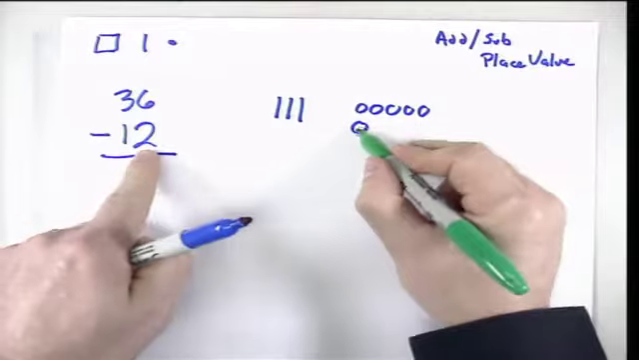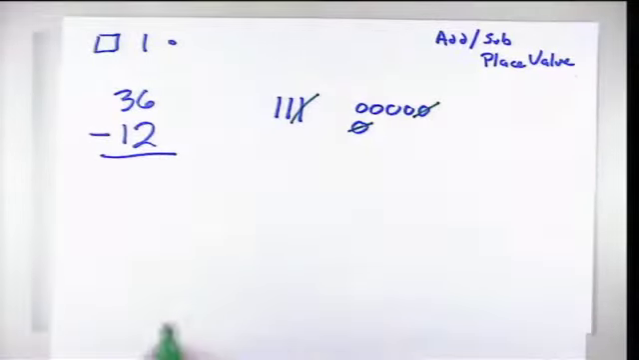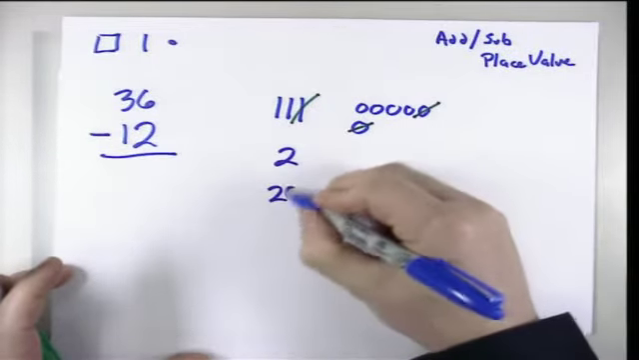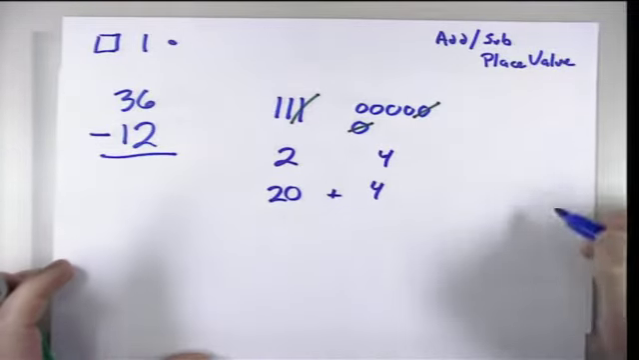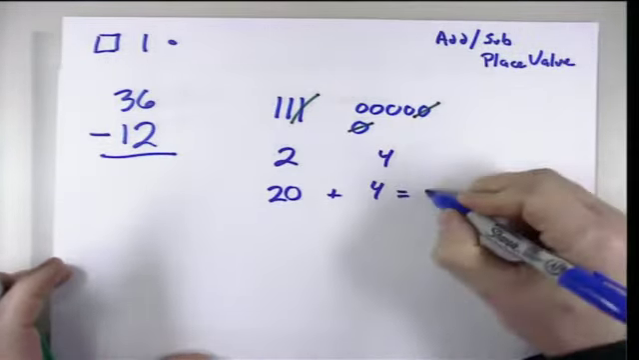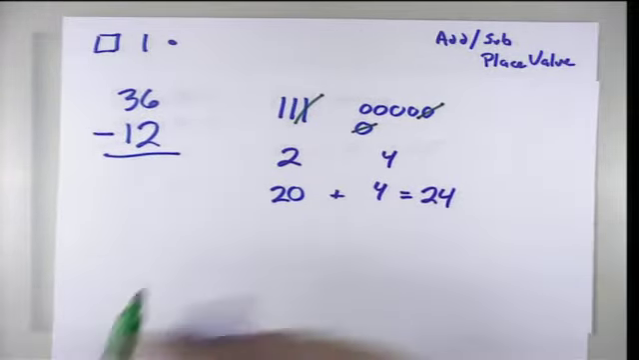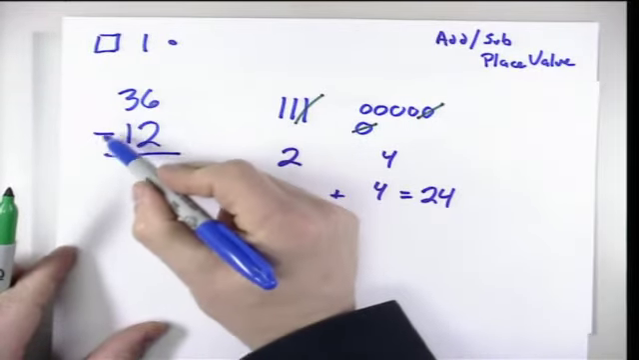I'm supposed to subtract 2 ones, and I'm supposed to subtract 1 ten. And that's going to leave me with 2 tens, which has a value of 20, and 4 ones, which has a value of 4. So now when I recompose those numbers, I'm going to come up with a difference of 24.